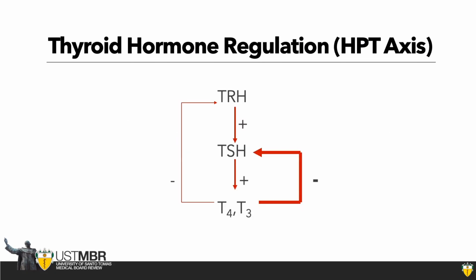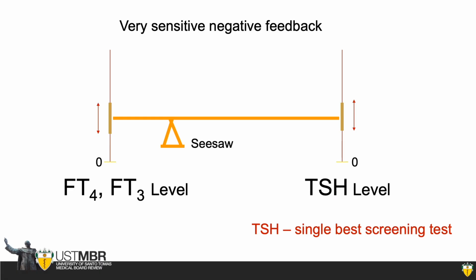So this is how it's regulated. Okay, the negative feedback is a very sensitive one. It is a cartoon only that if FT3 FT4 goes down, by loss of negative feedback, TSH is supposed to go up. But notice the fulcrum is very near T4 T3, so tiny changes of FT3 FT4 will swing your TSH to the opposite side. Anytime you have mild abnormality, TSH will be the first one to become abnormal.